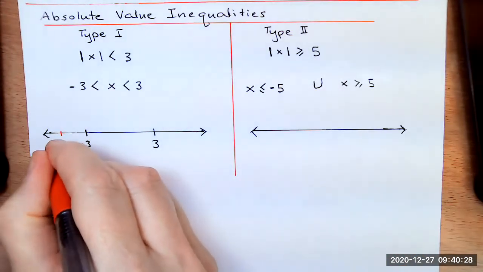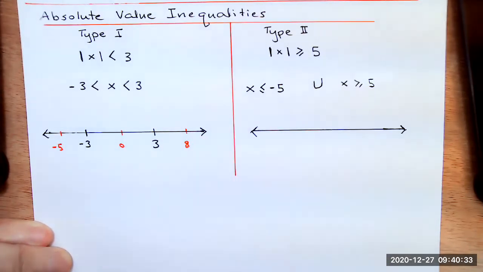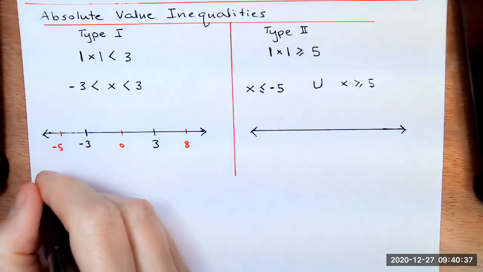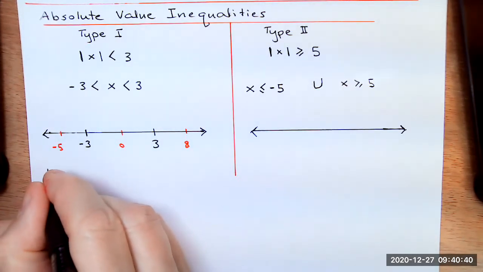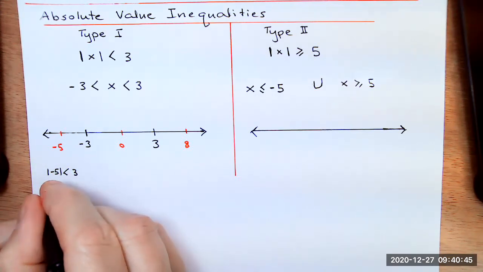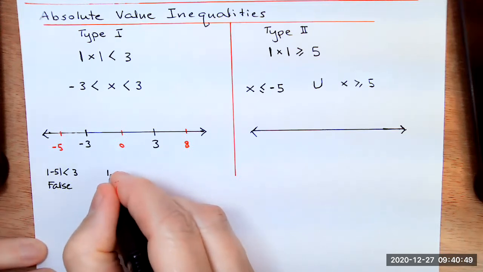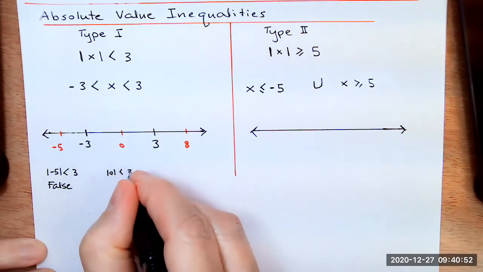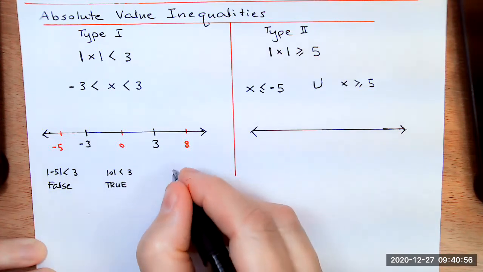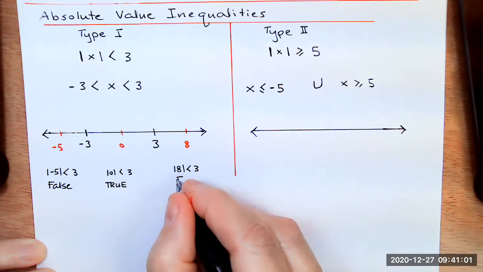So let's just try some numbers here. We'll put them in the original inequality. So is the absolute value of 5 less than 3? That's a false statement. Is the absolute value of 0 less than 3? That's a true statement. Is the absolute value of 8 less than 3? That's a false statement.